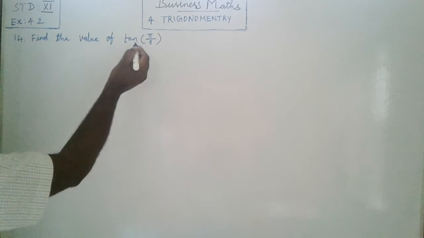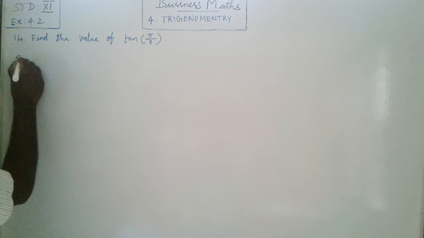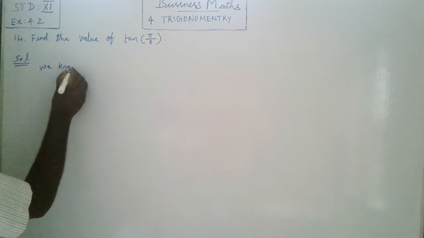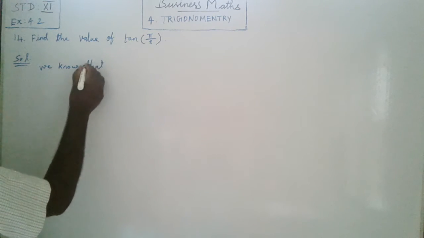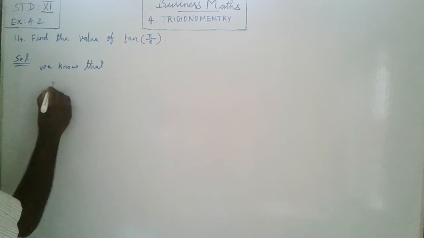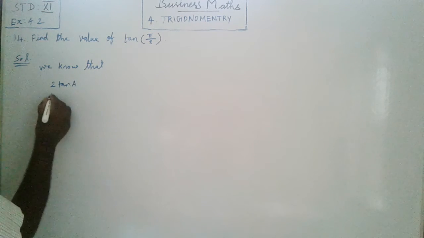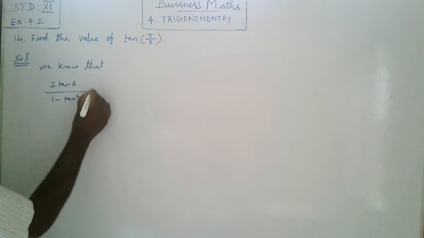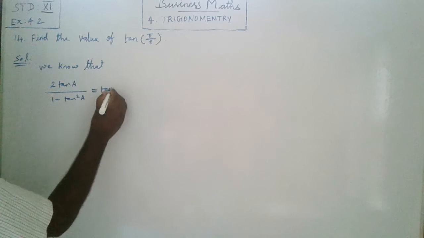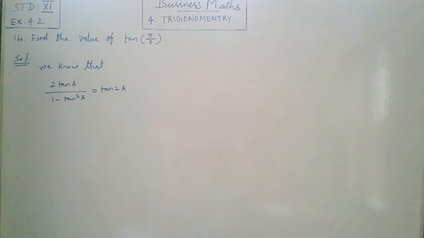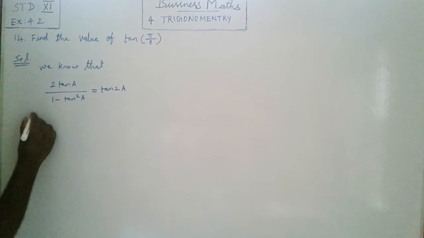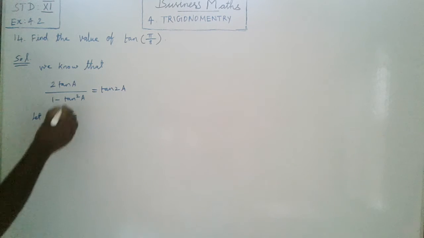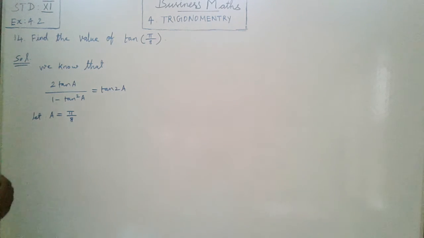14. Find the value of tan pi by 8. Solution. We know that 2 tan a divided by 1 minus tan square a equal to tan 2a is the formula. Let a equal to pi by 8. We should substitute a equal to pi by 8.